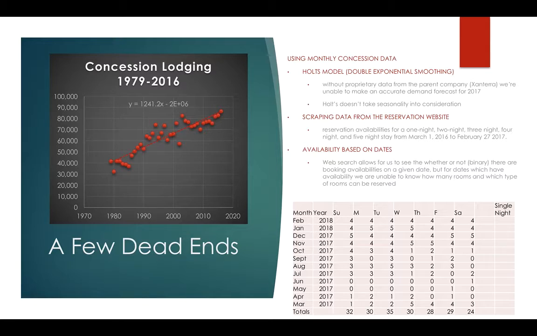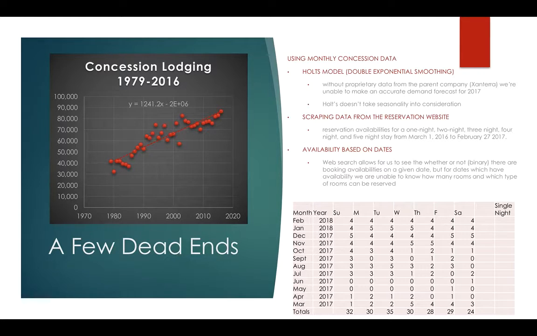So we decided that Holt's model, or double exponential smoothing, was not the best way to try to unconstrain our data. Our demand, we need to unconstrain it, of course, to try to figure out what true demand is past the point of when all the rooms are booked.